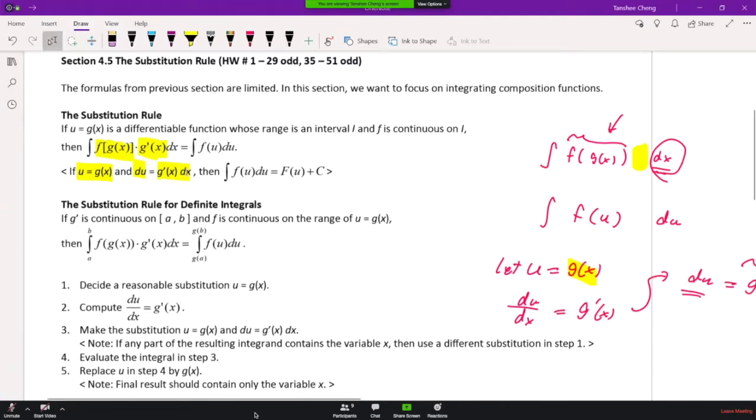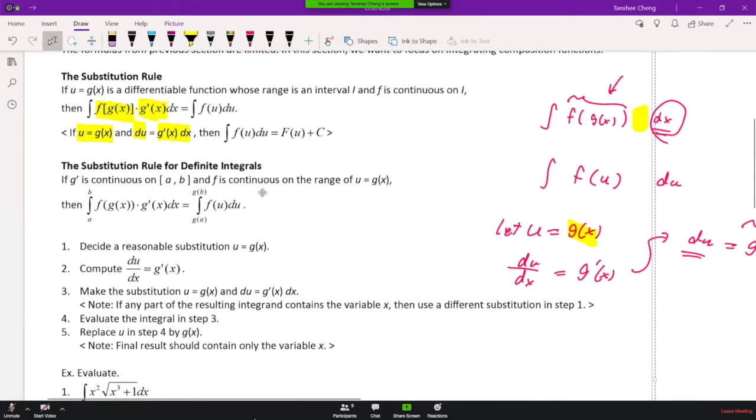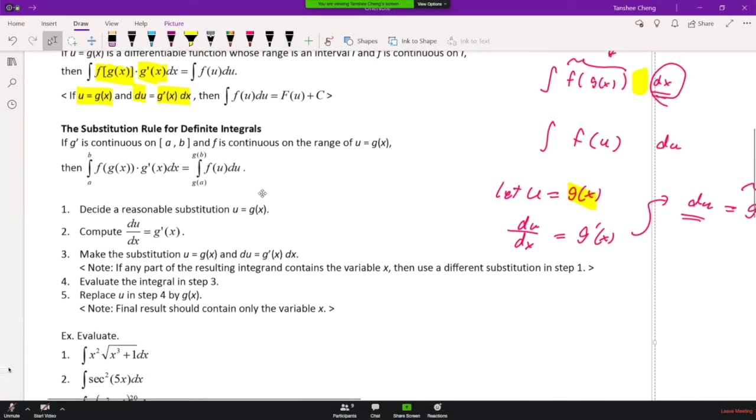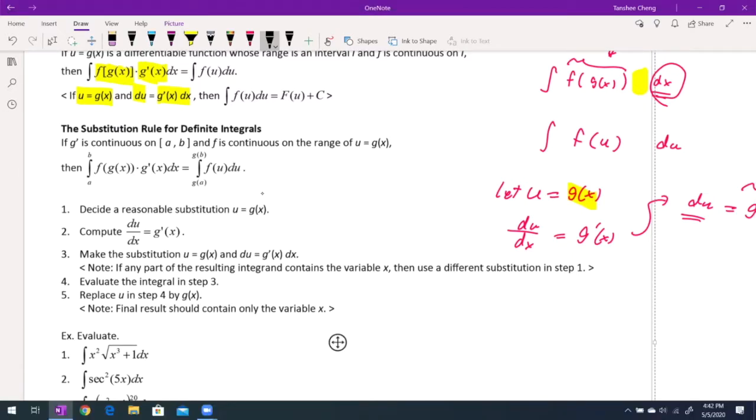So here's a substitution rule, right? The strategy. So first, you're going to have to decide the reasonable substitution, which is u equal to g of x. So like I said, how do I decide which portion of the integrand you're going to let u be equal to?